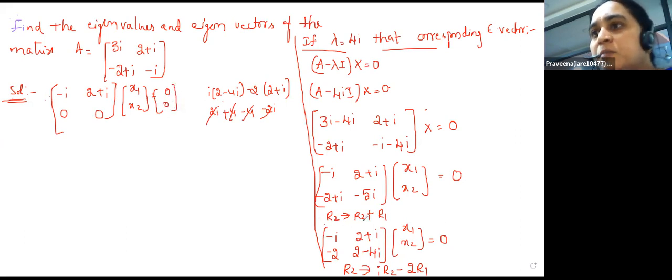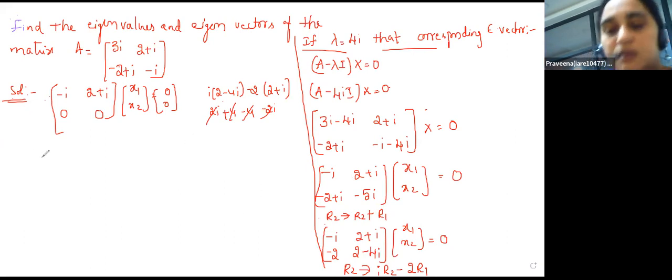If you write directly, in that one step only you have to make it 0. Without confusion, without extension, R2 changes to R2 plus R1. If you can write directly, then you can write, okay, or else write down step wise.